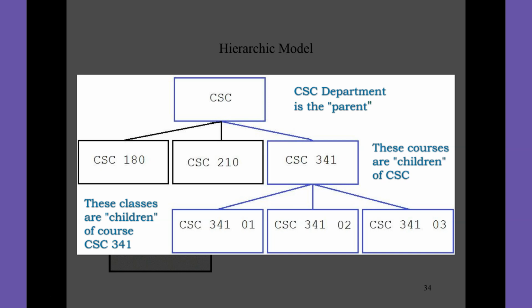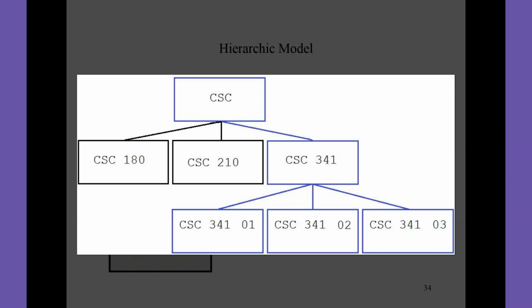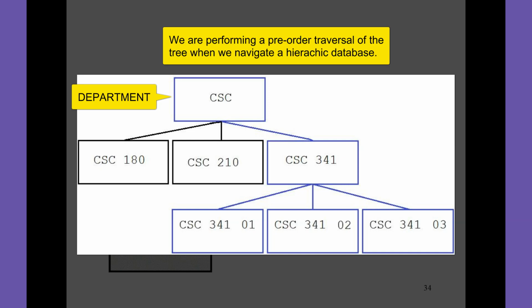CSC 341 course node. Given the tree as shown here, suppose we were interested in obtaining further information about CSC 341 section 03. We would begin by entering the tree with CSC as our root node. Then we would continue the traversal and examine the children of CSC until we found course 341. And then we would visit the children of CSC 341 and examine those until we found section 03.